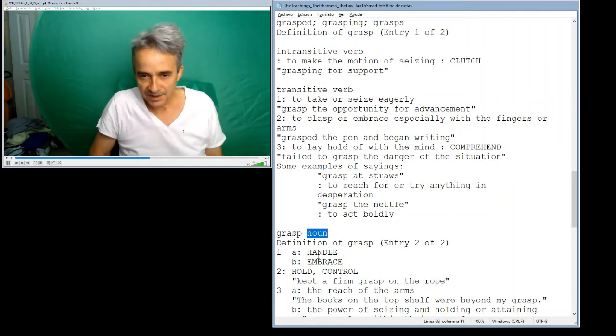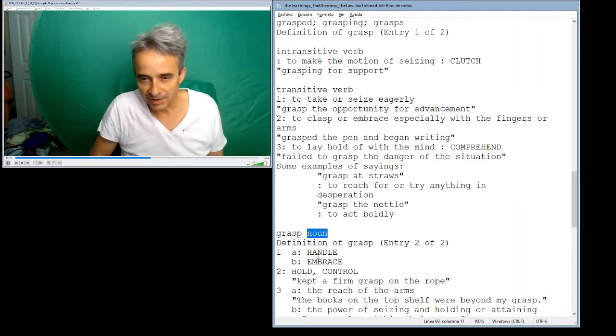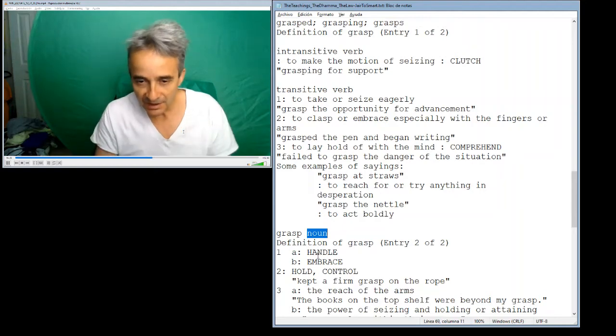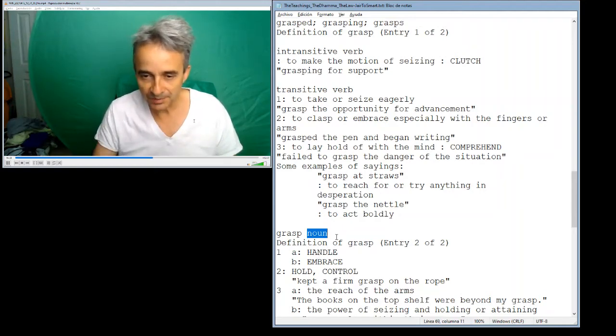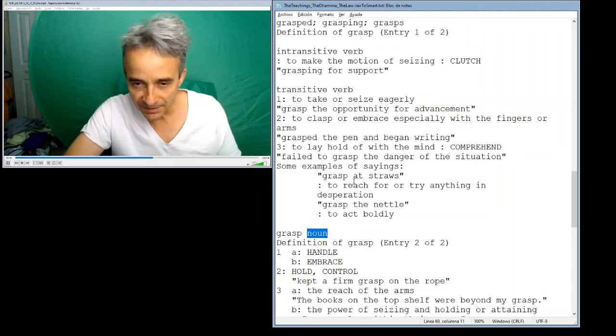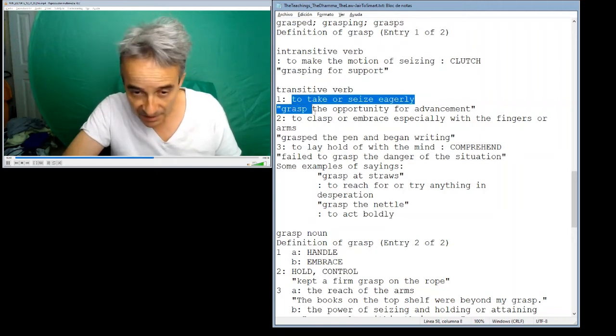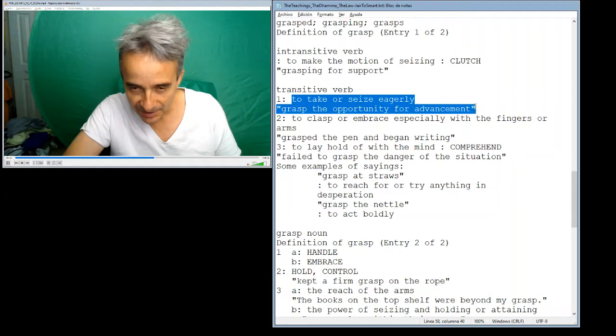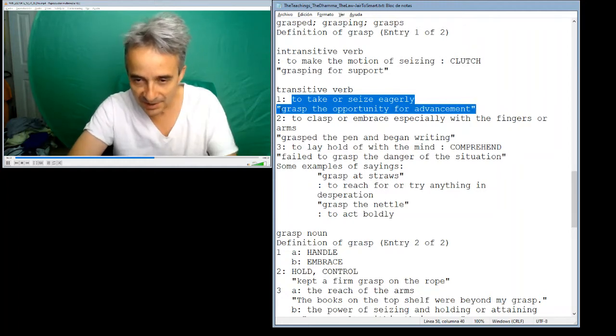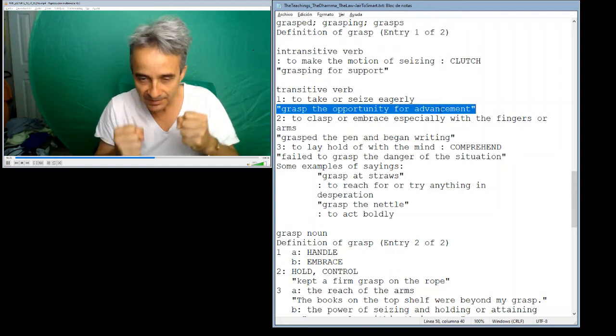From the Merriam-Webster Dictionary, grasp, verb: grasps, grasping. Definition of grasp, entry 1 of 2. Intransitive verb, to make the motion of seizing, clutch, as in grasping for support. As a transitive verb, it means to take or seize eagerly. Here's a usage as a transitive verb: grasp the opportunity for advancement.